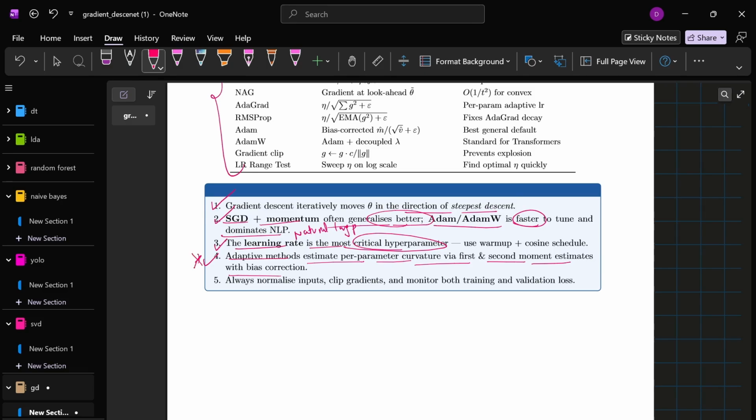Fifth one is to always normalize your input, clip your gradients, and watch both the training and the validation loss. When you are working with gradient descent, these training and validation loss curves need to be taken into account. So that's all about gradient descent.